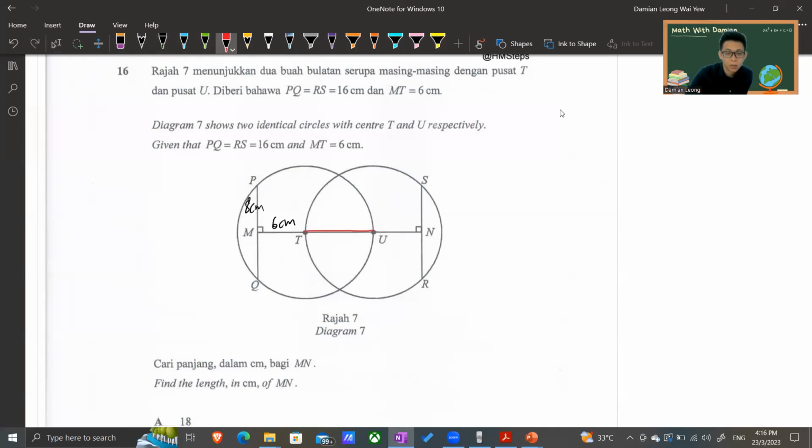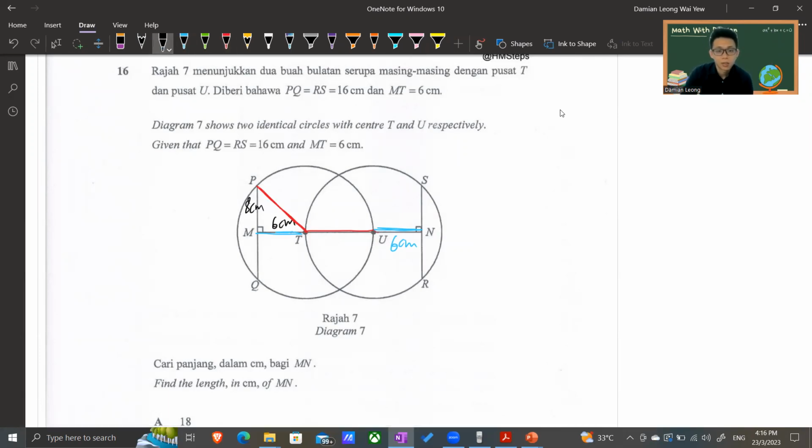Yeah. So U and T are centers of circle. So that means it's radius. And since PQ and RS is same actually, this and this should be same also. This should also be 6 cm. So TU here is the radius of the circle, which is same as this. So with circles, a lot of times we need to form right angled triangles to relate. So I need to use Pythagoras theorem here.